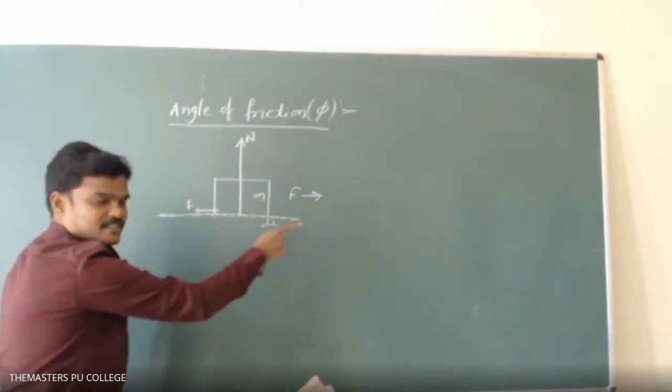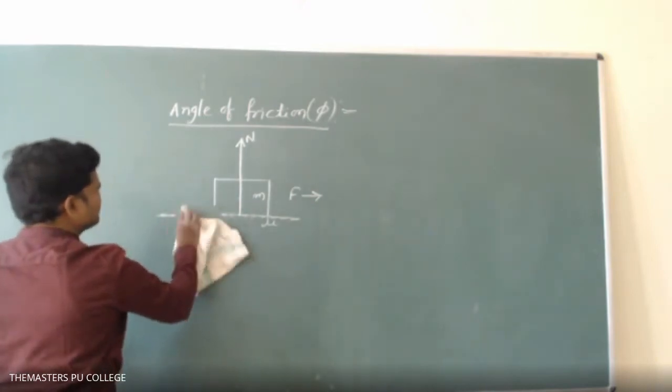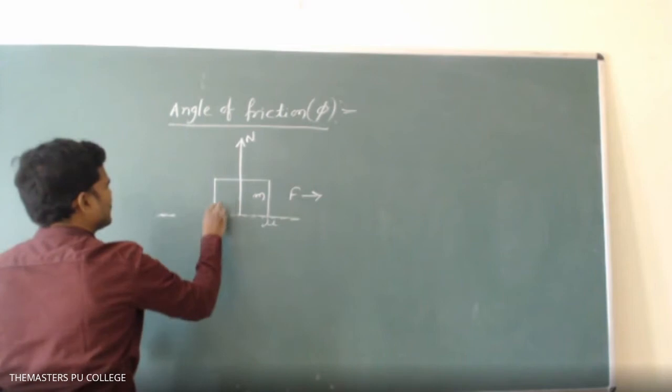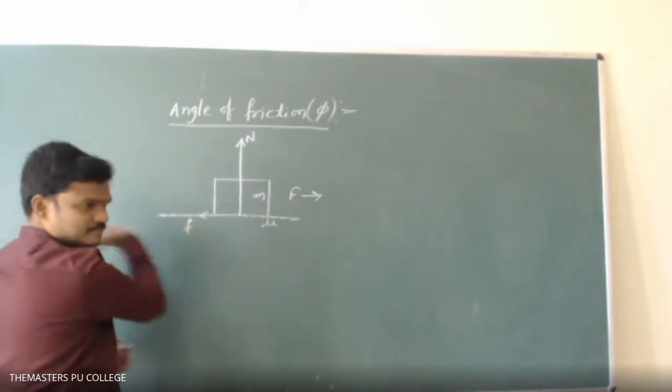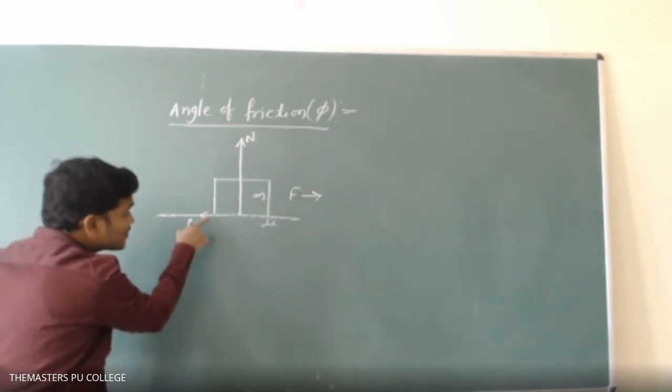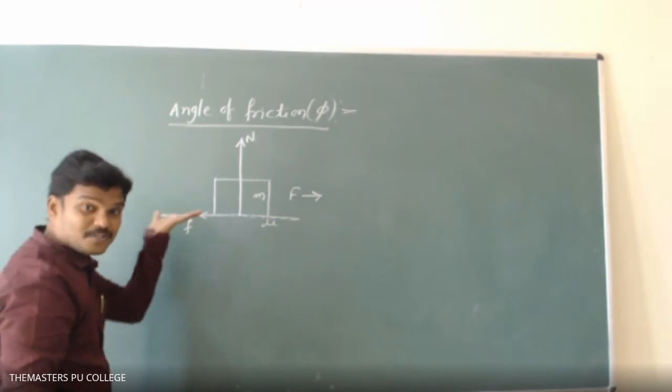Okay, it acts on the floor on the right side, but generally in the books, how will they represent it? We don't think of it as acting on the floor's back side. So the general representation we will take is like this. This frictional force acts at the bottom of the body. Got it?